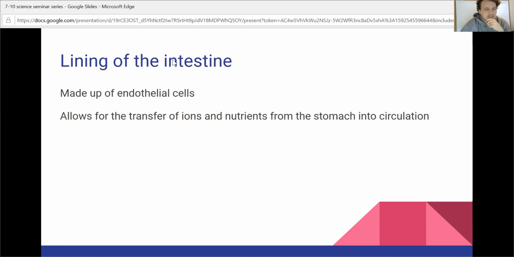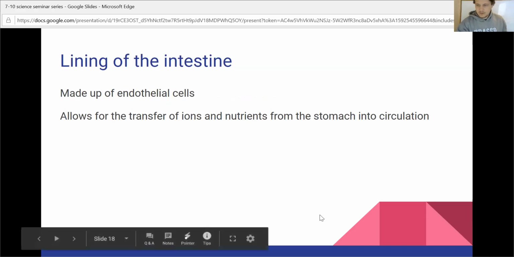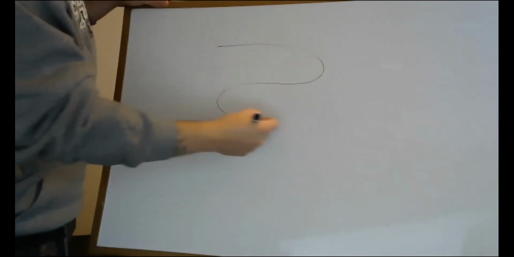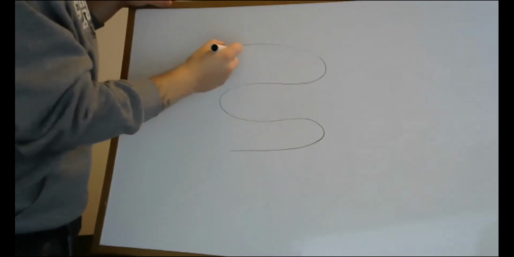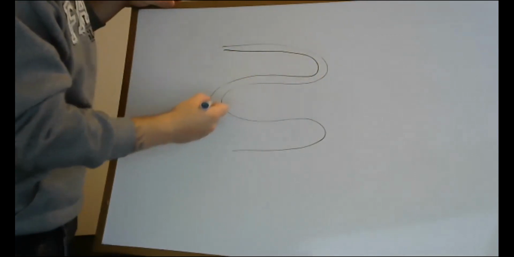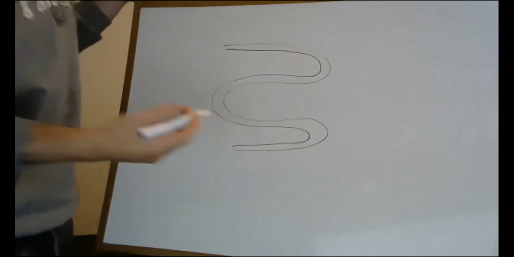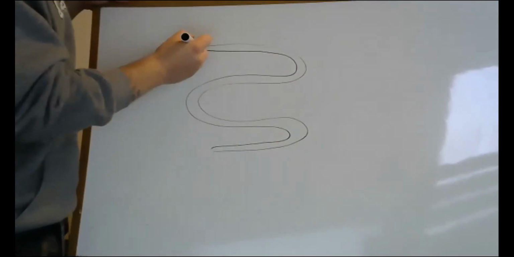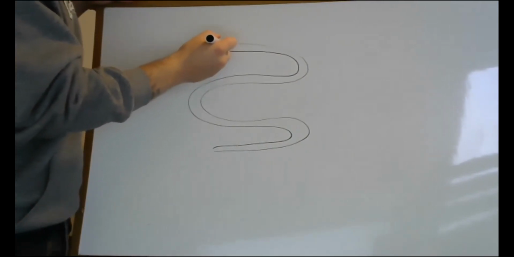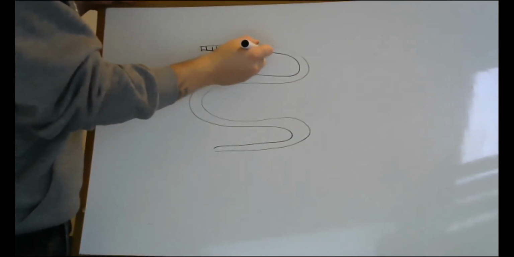So again, the lining of the intestine is made up of what they call endothelial cells, or I'll stop sharing to show this. It's a single cell lining in your intestine. So it's a lining. I mean, this isn't the exact picture, but it's just to give you an idea. Single cell lining.